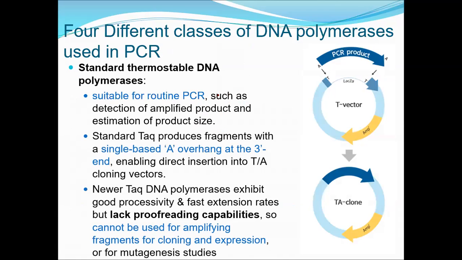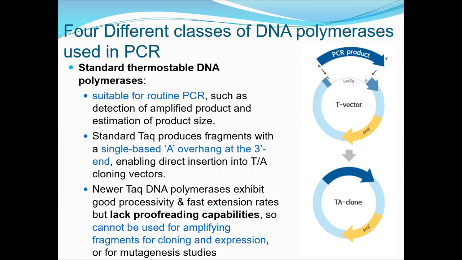As I have told already, the Taq DNA polymerase leaves a single A overhang at the 3' end. So this kind of PCR product is good for TA cloning. The T vector will have the T at the 5' ends, whereas the PCR product has A at the 3' ends. So then the T and A can complement and form the whole construct.